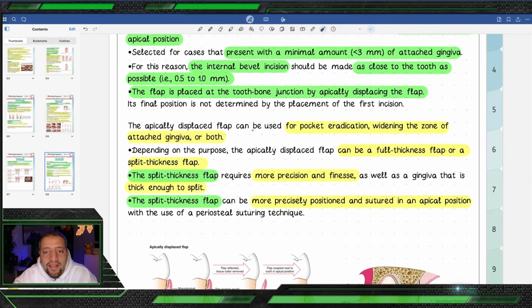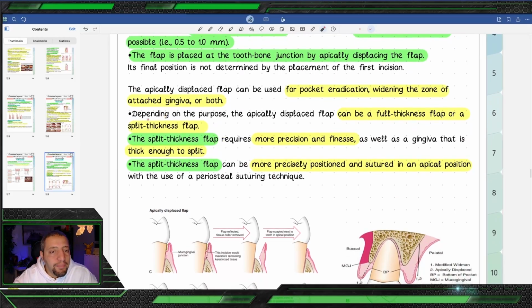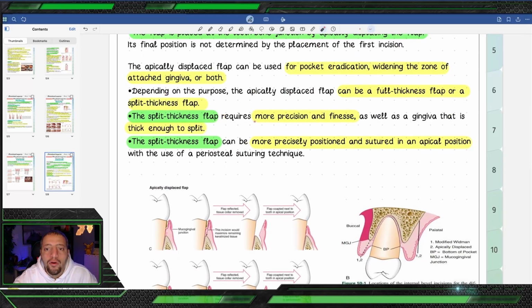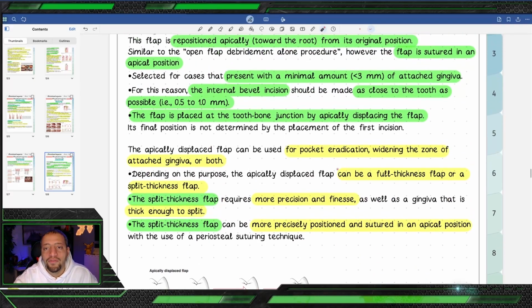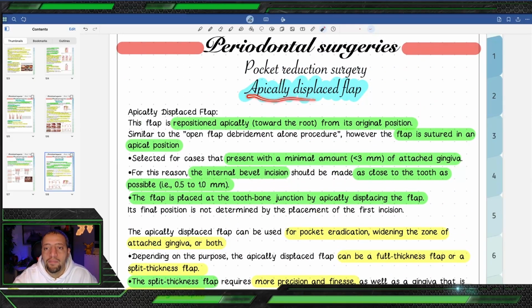The apically displaced flap can be used for pocket eradication, widening the zone of attached gingiva, or both. Depending on the purpose, the apically positioned flap can be a full thickness flap or a split thickness flap. The split thickness flap requires more precision and fineness, as well as gingiva that is thick enough to be split to start with. The split thickness flap can be more precisely positioned and sutured in an apical position with the use of periosteal suturing technique. So this is the third type of surgery for the true pocket, which is the apically displaced flap.